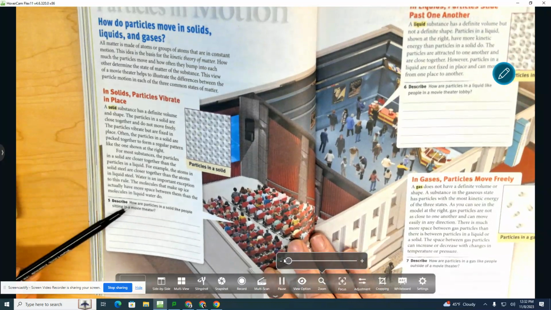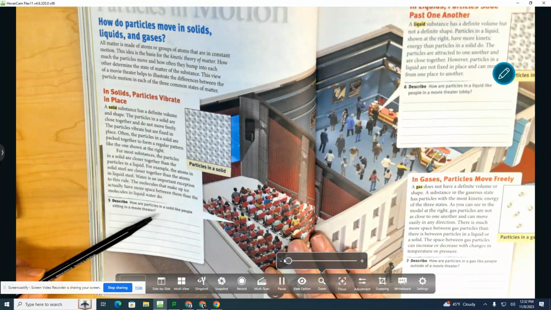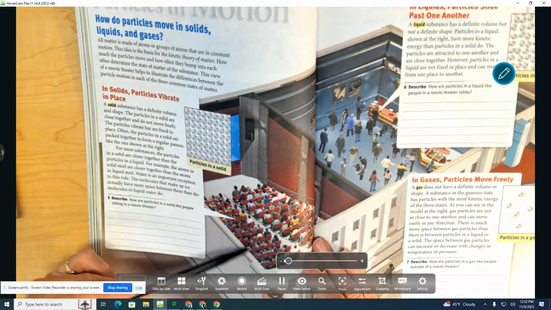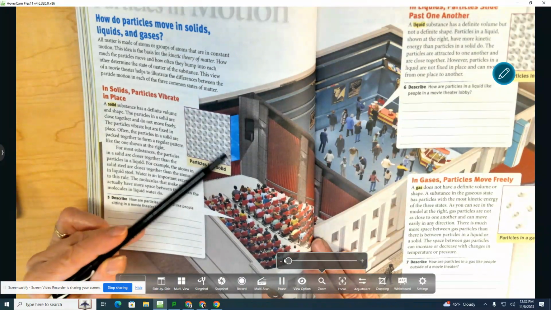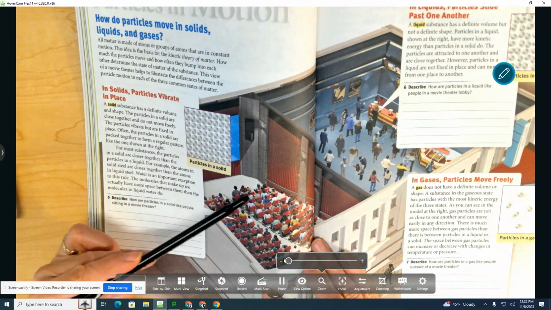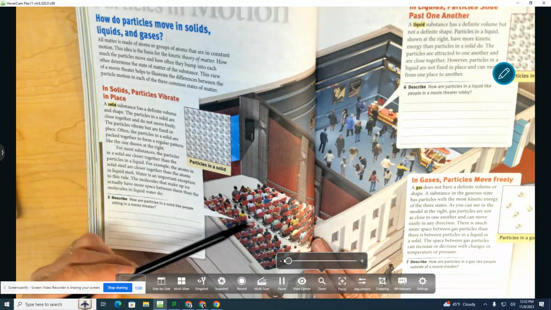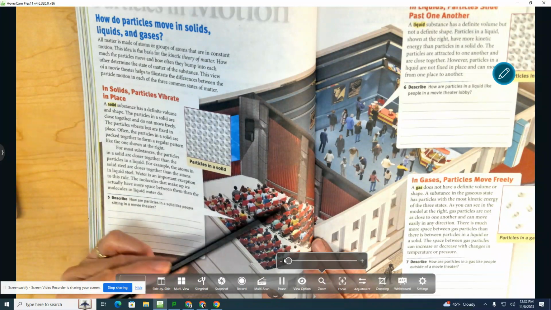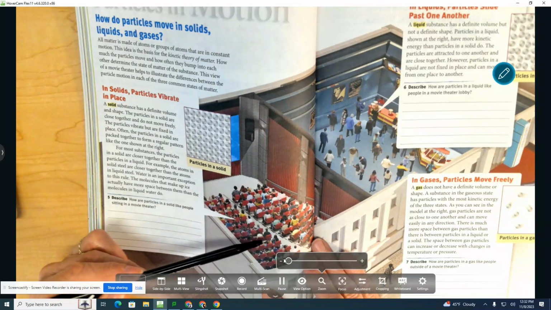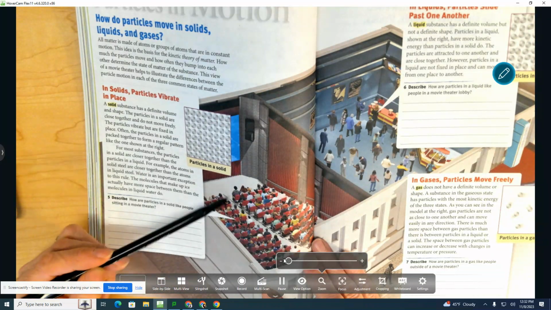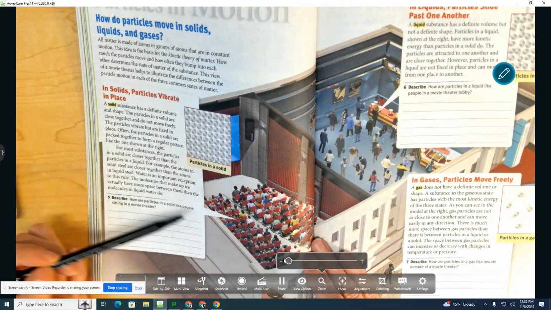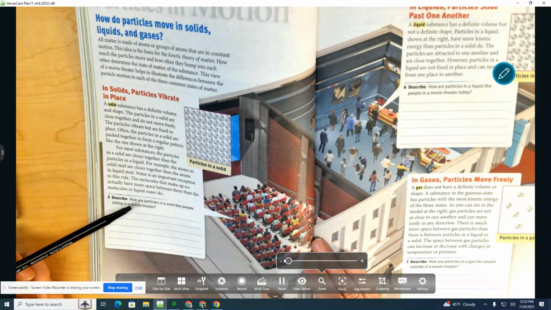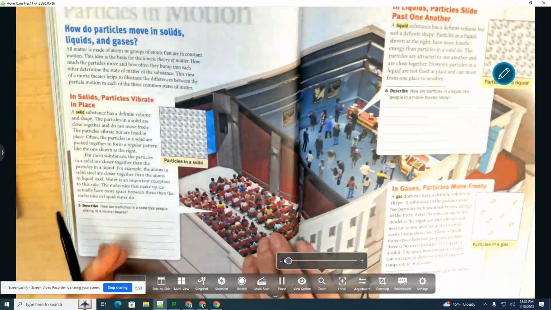How are the particles in a solid like people sitting in a movie theater? Well, look how they're packed close together, much like this picture. They are sitting in rows. They are not randomly spaced. Okay? They are not moving freely. They are just moving in their seat in a fixed position. So particles in a solid are like people sitting in a movie theater in those ways. So we'll write that down.